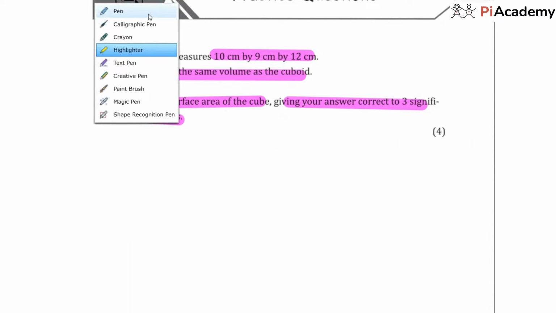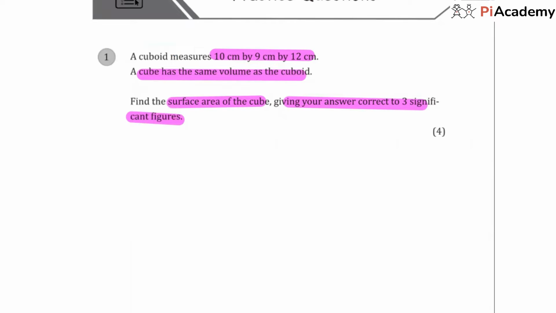Okay, let's do it together. The cuboid measures 10 centimeters by 9 centimeters by 12 centimeters, sorry. And the cube has the same volume as the cuboid. So let's find the volume of the cuboid. Volume of the cuboid is 10 times 9 times 12. That is 1080 centimeters cubed.